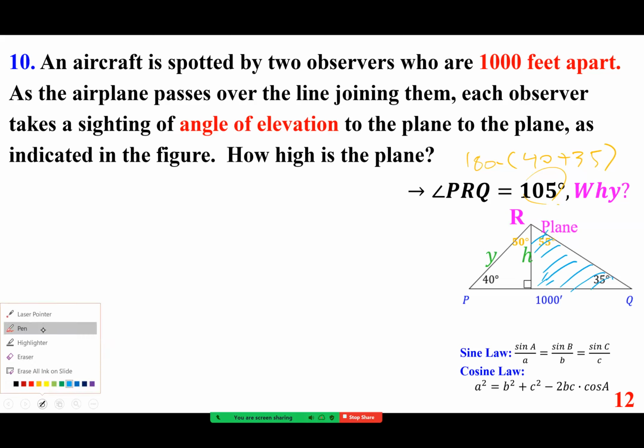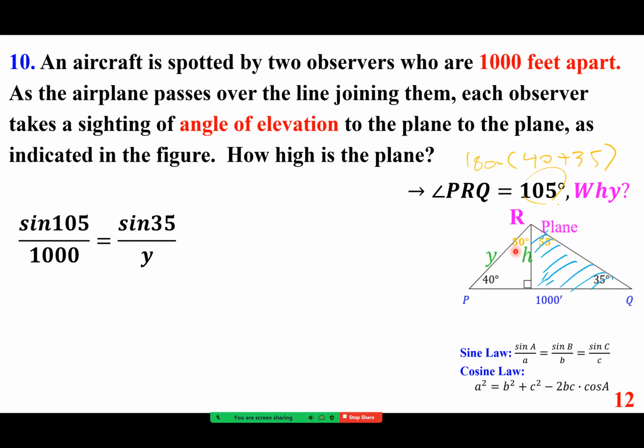Each side is a right triangle. This is 90 degrees, this is 35 degrees. So 35 subtracted from 90 gives you 55. This is 40 subtracted from 90 gives you 50. So that's pretty obvious. And so we are going to use the sine law.